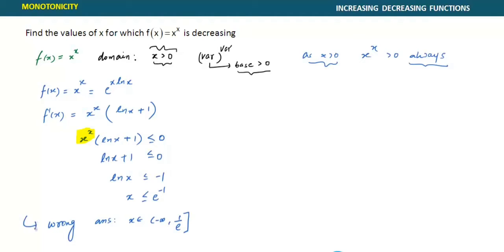Why? Because you have to answer in the domain. Here the domain was x is greater than 0. So the correct answer would be that x should take values from 0 to 1 by e. This is the values of x where the graph is decreasing. And if I have to answer for the increasing part, then x will take values from 1 by e to infinity. This is how you should answer questions like this. Got it?